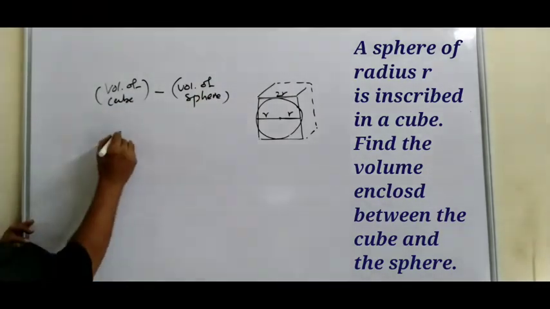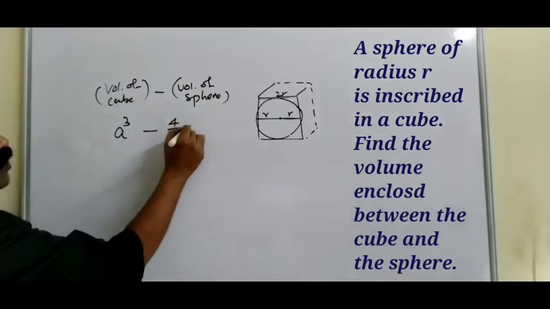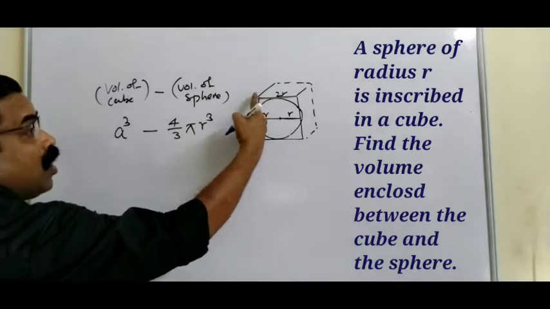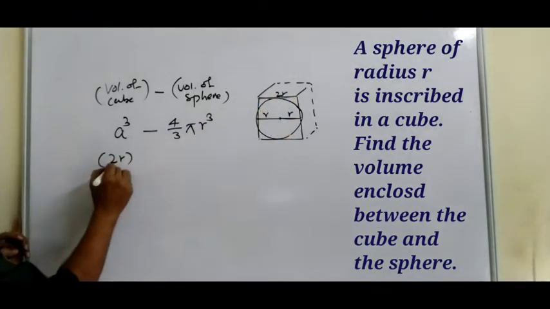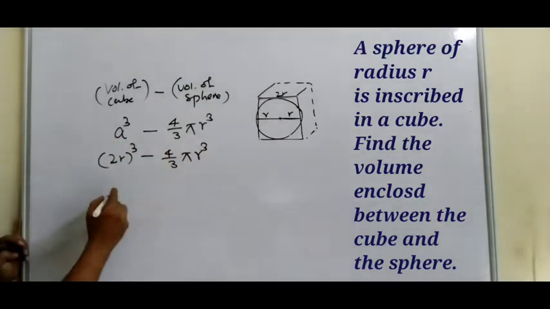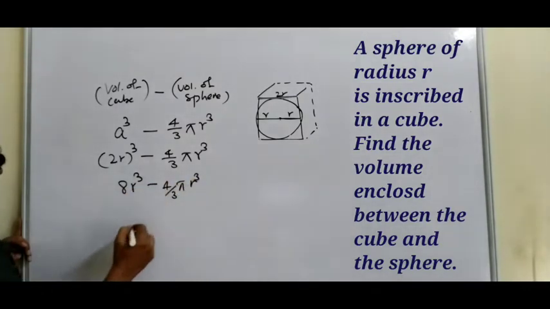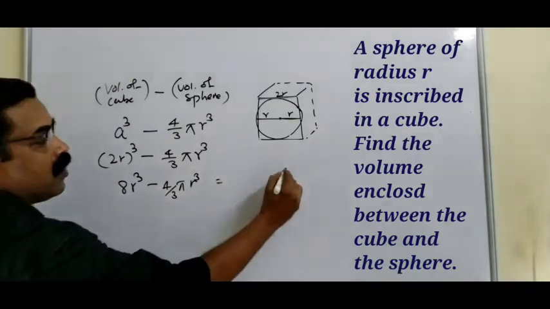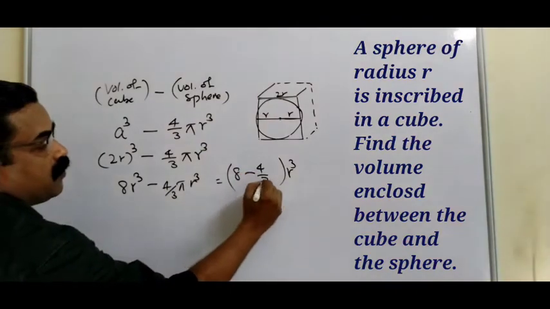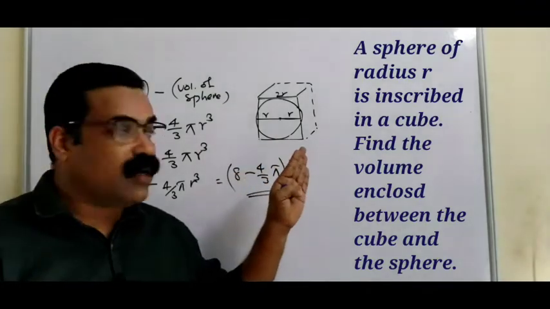Volume of cube is a cube, that is edge cube, and volume of sphere is 4 by 3 pi r cube. So a is 2r, the side. So (2r) cube minus 4 by 3 pi r cube. 2 cube will become 8, so 8 r cube minus 4 by 3 pi r cube. r cube is common here, so you can take r cube common. What is left? 8 minus 4 by 3 pi. So this is the correct answer, and accordingly you can mark the correct option.